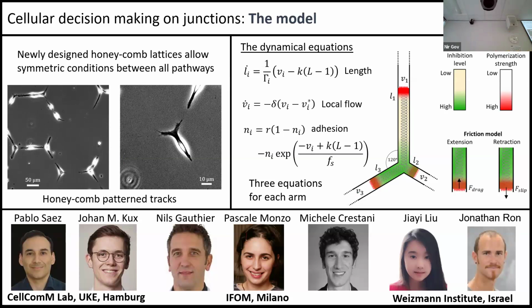The basic equations are the same as I showed you before. These are the people that were involved: Pablo and Johan in Hamburg, Neil and Pascal and Michele in Milano, and Giai and Jonathan in my group. The idea is that now, instead of just two ends competing for who will become the leading edge by sweeping this chemical, this inhibitor, all the way and inhibiting the other competitor, you now have three competitors. So that's basically the whole thing.